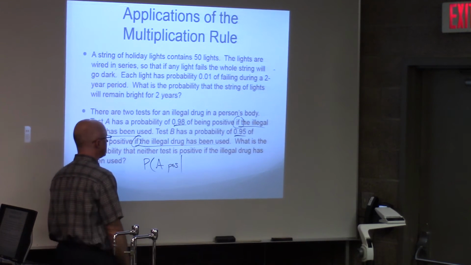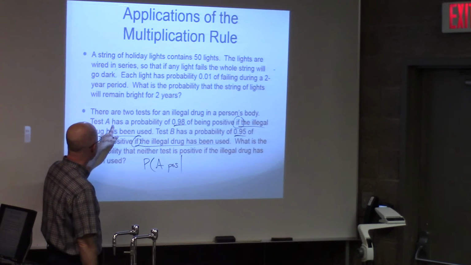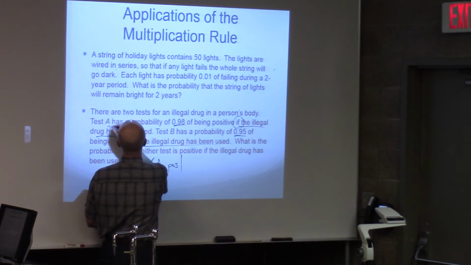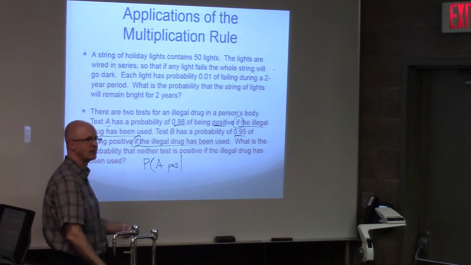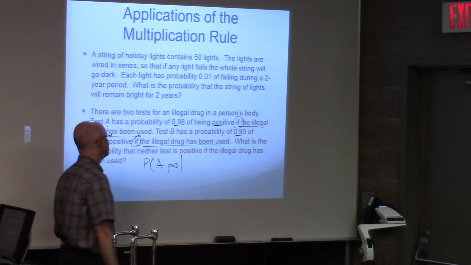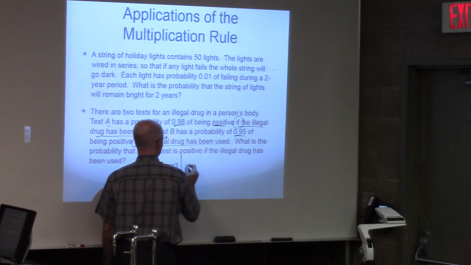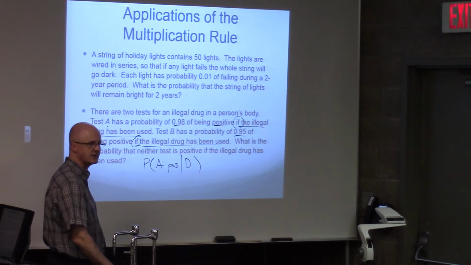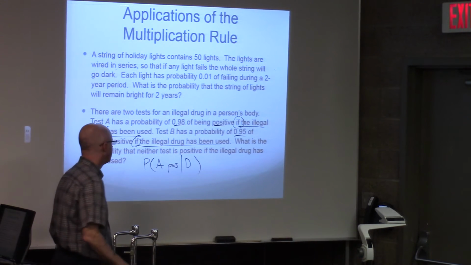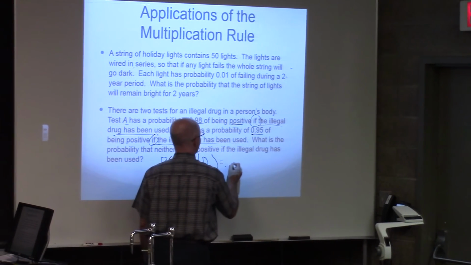The first probability is the conditional probability that A is positive. Again, positive means it says they have the drug. That's what the positive test means here. If it is given that they have the drug, E stands for they have the drug in their system. This is 0.98.